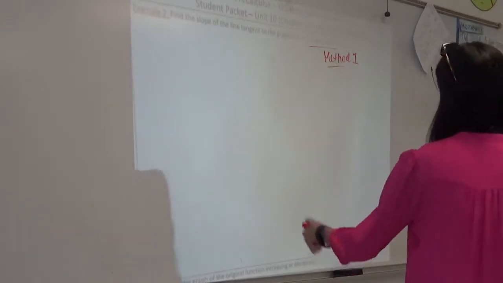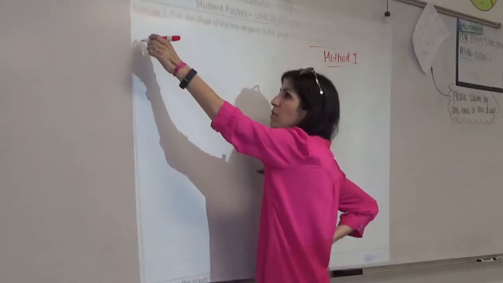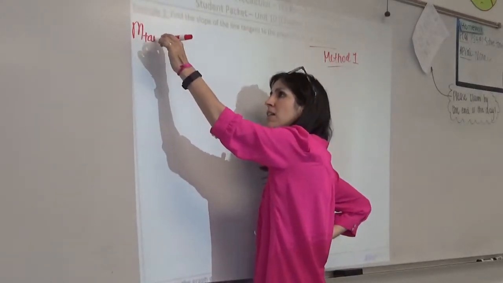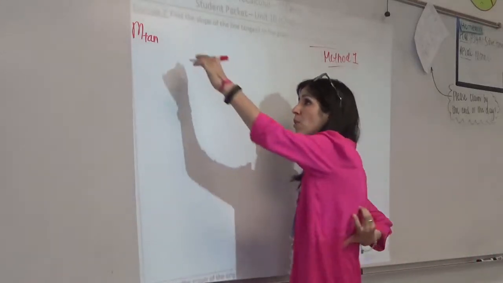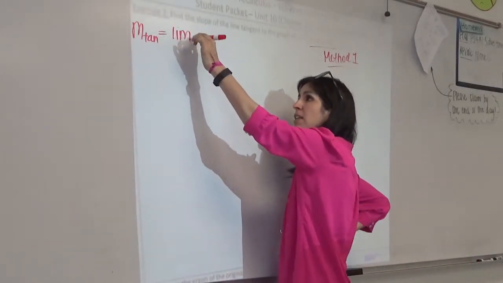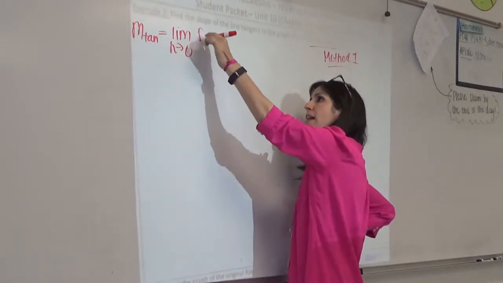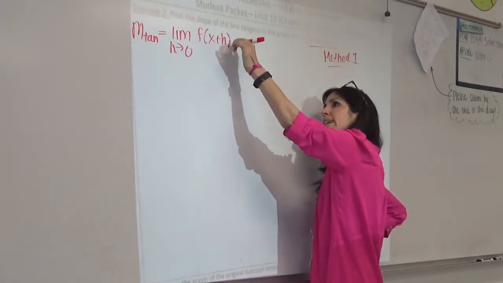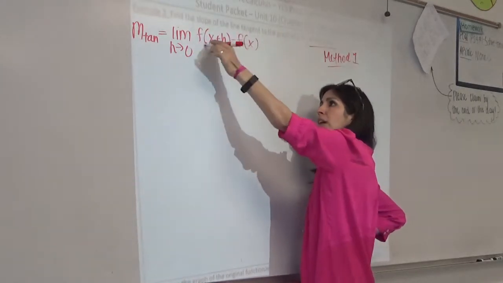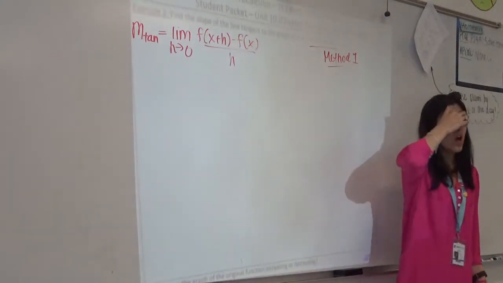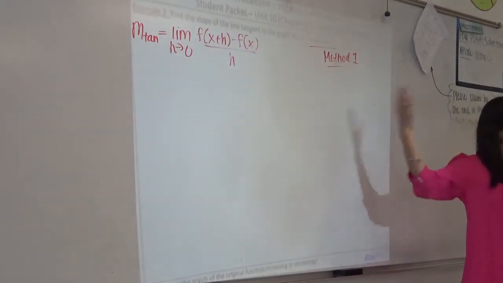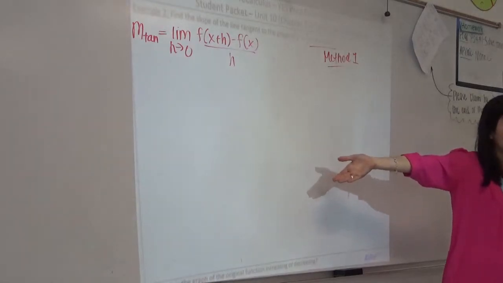First thing I'm going to do then is come over here, and you remember from yesterday we were writing m tan for slope of the tangent line equals that limit definition for method 1. f of x plus h minus f of x all over h. And I will always, as a very proactive move, record the formula that I'm using first.